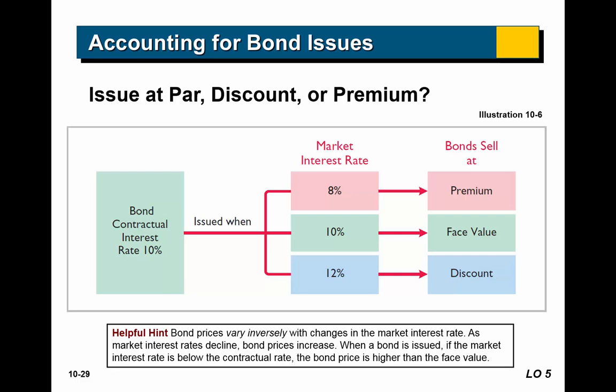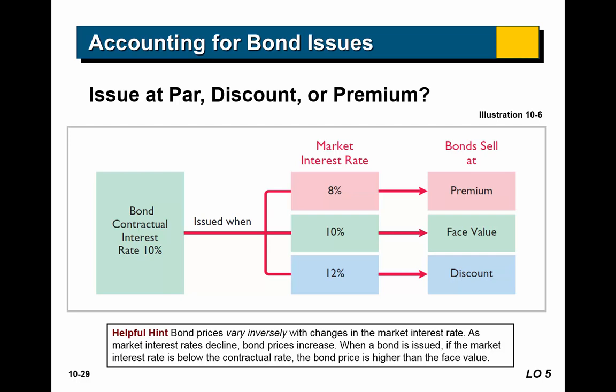And again, the logic behind it is, if I can get a bond that's paying 10%, but the best new investments out at the market right now are paying 8%, then the 10% bond is worth more than the new ones coming out. So I'll pay more, a premium. Conversely, if I have a bond paying 10% and I can get 12% at the market, then I don't want to pay full price for that.